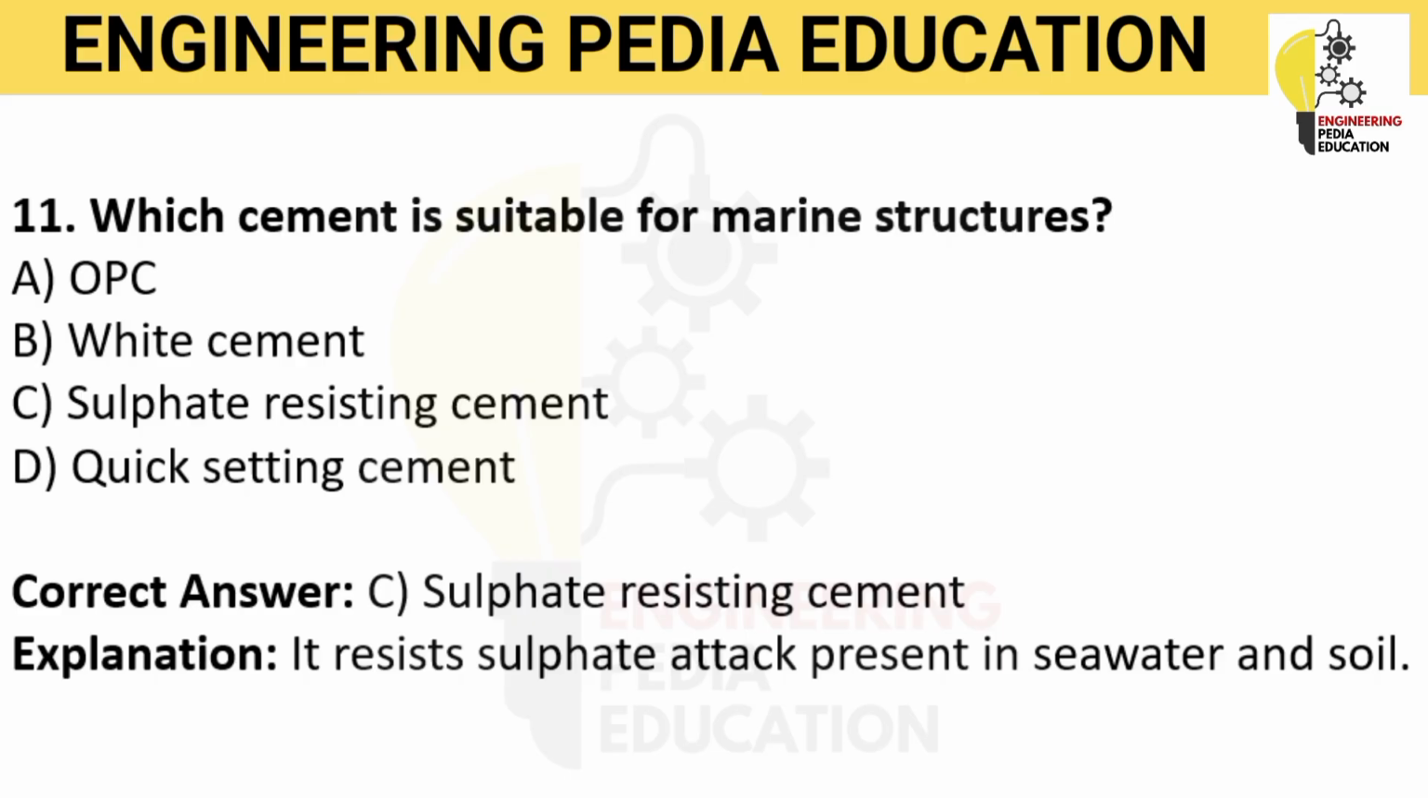Sulfate resisting cement is a special type of Portland cement designed to resist sulfate attack on concrete when it is exposed to sulfate rich soil, groundwater, seawater, or sewage water. Normal cement may crack and deteriorate due to sulfate attack. The main property of this cement is that it contains a low percentage of C3A, that is tricalcium aluminate. Lower C3A gives better sulfate resistance.